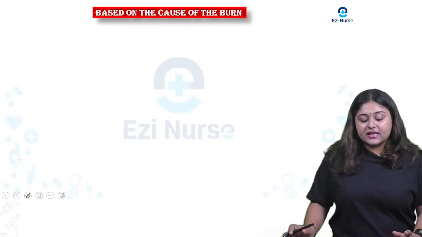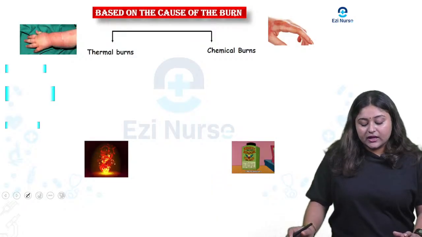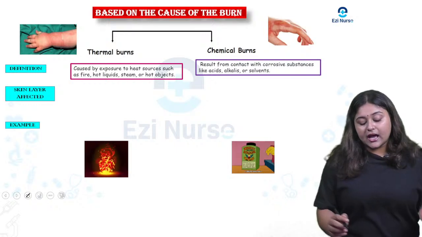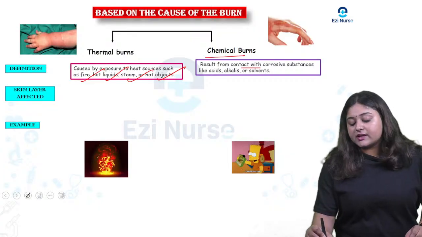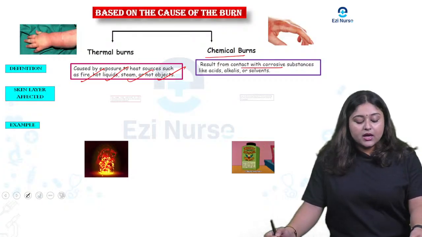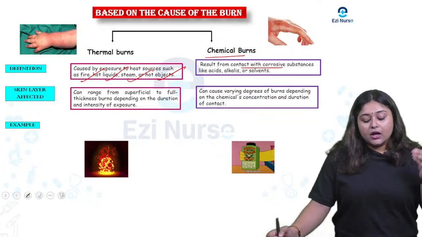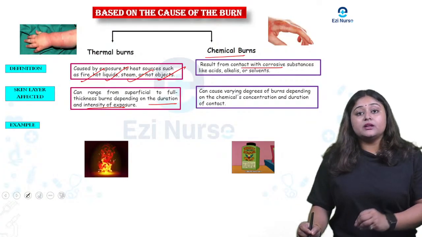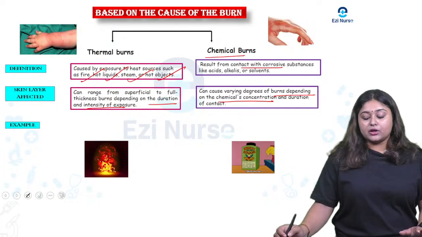So now come to the next, that is based on the cause of the burn. Okay, so two types, thermal burn and chemical burn. So in the thermal burn, what is the definition? It is caused by exposure to a heat source such as fire, hot liquid, steam, as well as a hot object. And chemical burn results from contact with a corrosive substance like acid, alkali, as well as a solvent. So skin layers affected: for the thermal burn, it can range from superficial to full thickness burns depending on the duration and the intensity of the exposure. And for the chemical burn, it can cause various degrees of burns depending on the chemical's concentration and duration of contact.